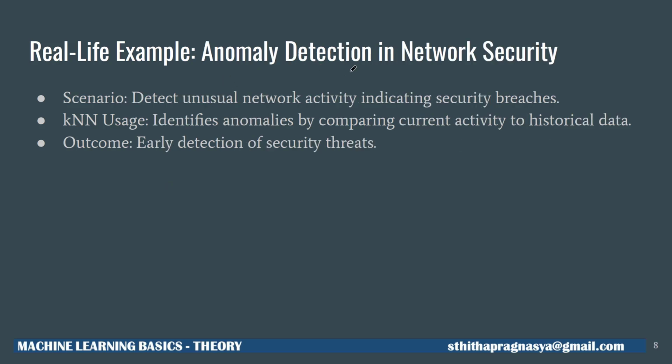And another example is anomaly detection in network security. Okay, what is the example here? Detecting unusual network activity that might indicate a security breach. By analyzing network traffic patterns, kNN can identify potential anomalies by comparing current activity with historical activity. You are seeing that, right? Comparing new data points with existing data points. If the current activity deviates significantly from the norm, which is the nearest neighbors, it is flagged as suspicious. What is the outcome? Early detection of potential security threats, allowing proactive measures to be taken.